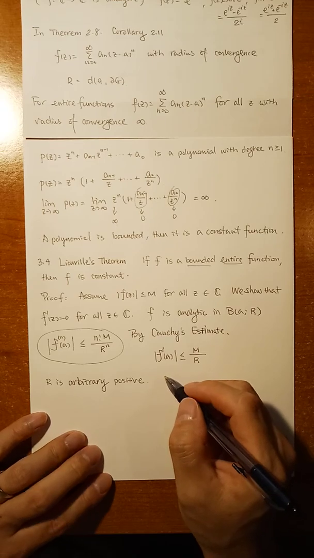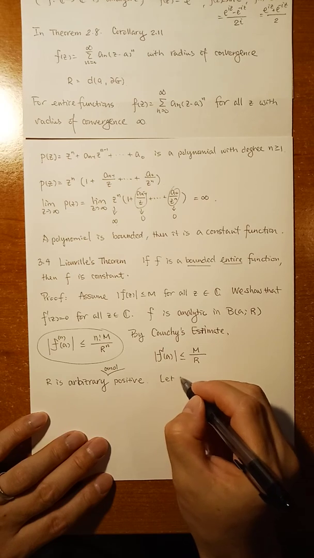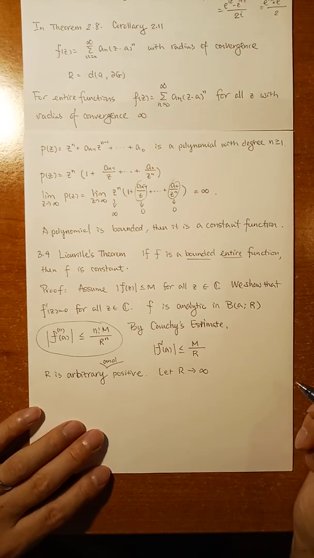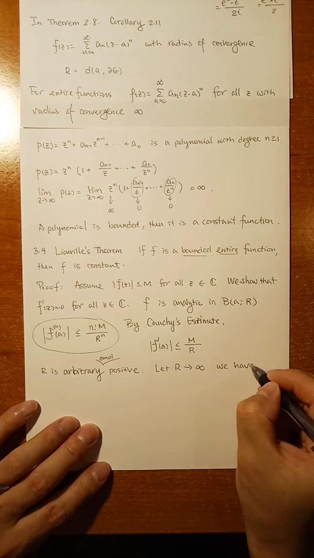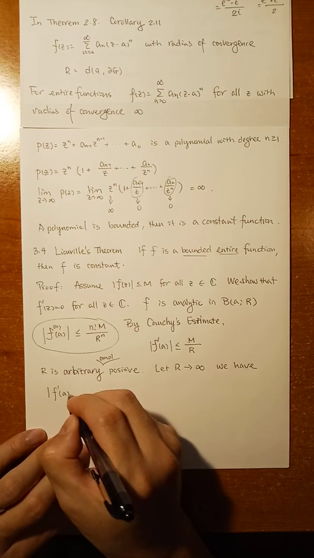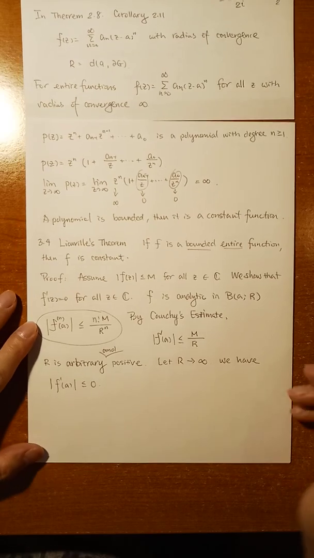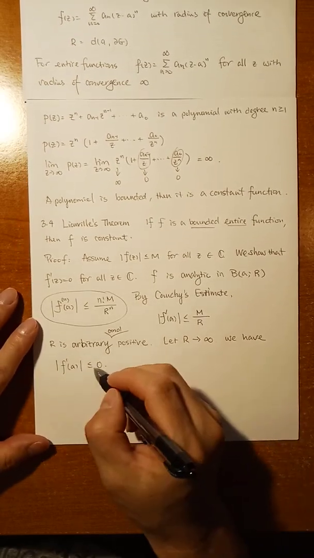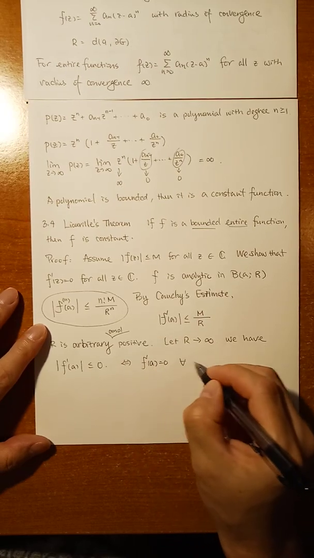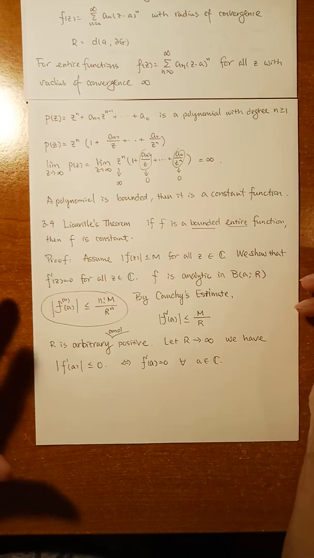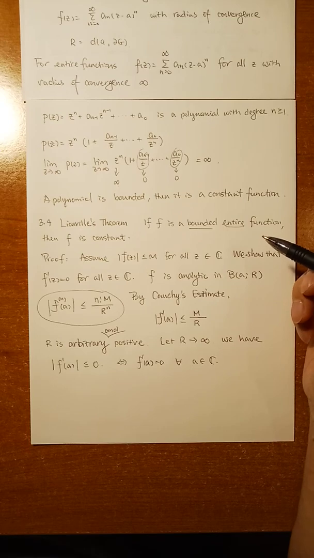Arbitrarily positive. So let R approach infinity. We have the modulus of f prime of a is less than or equal to 0, because M over infinity is 0. Right? It's less than or equal to 0, so it's equivalent to f prime of a equal to 0 for all a in C. Here we don't even care about picking the a, because it's an entire function, it's analytic everywhere.